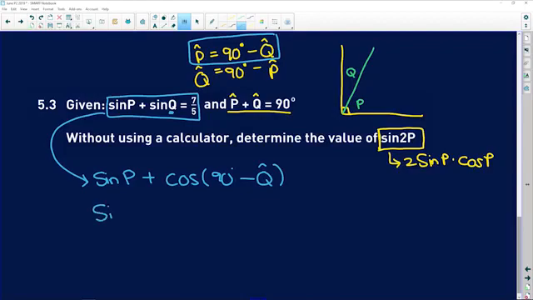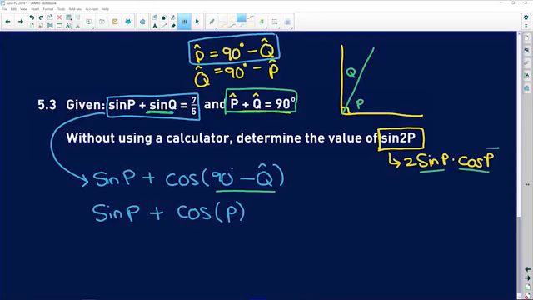So we can say that sine of p plus cos of p. Because we said over here, to get to cos from this sine over here, we use a co-ratio. That's where this 90 degrees minus q came from, to get to cos. But we also established that because p plus q equals 90 degrees, cos of 90 degrees minus q is the same as cos of p. Okay, so now we have our sine p and cos p.